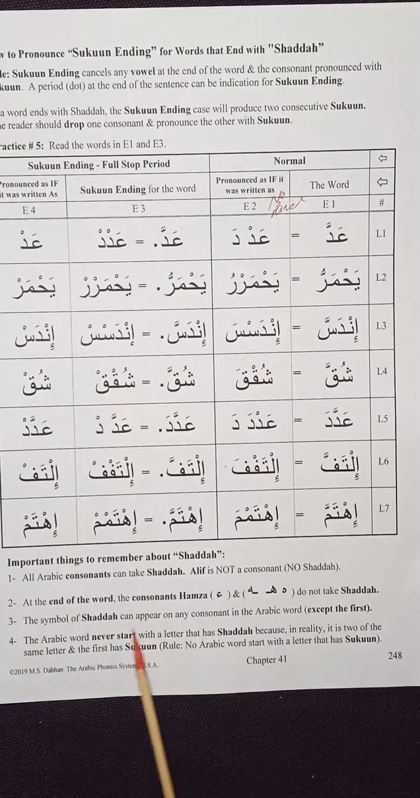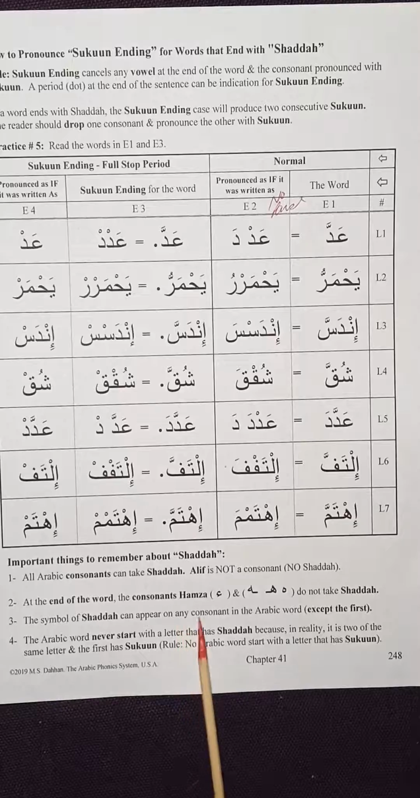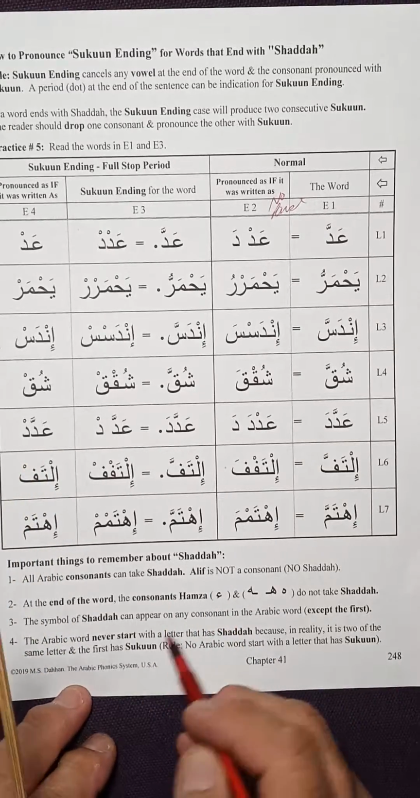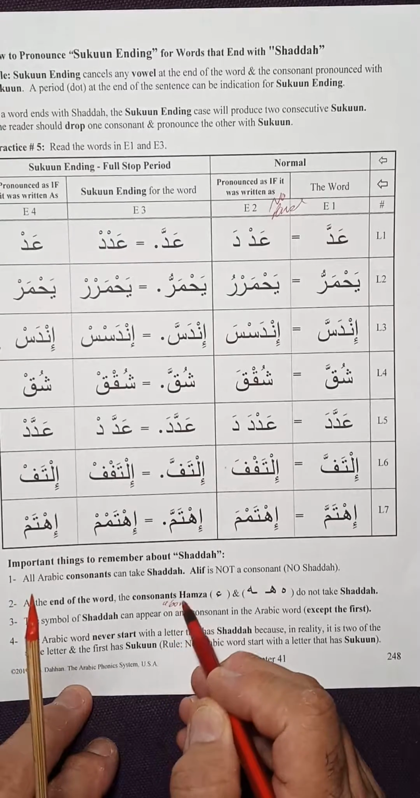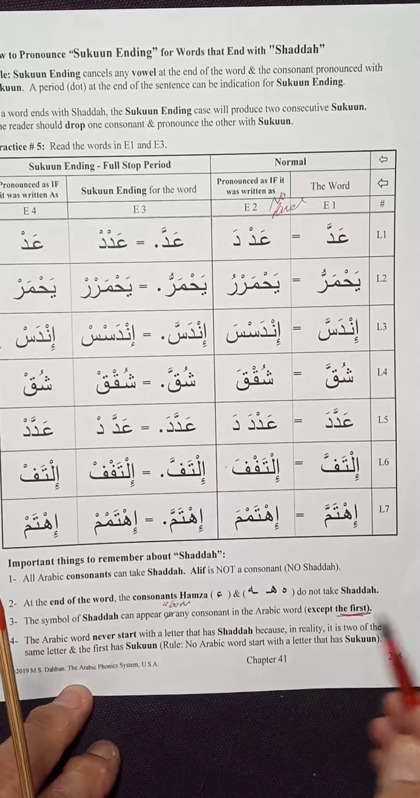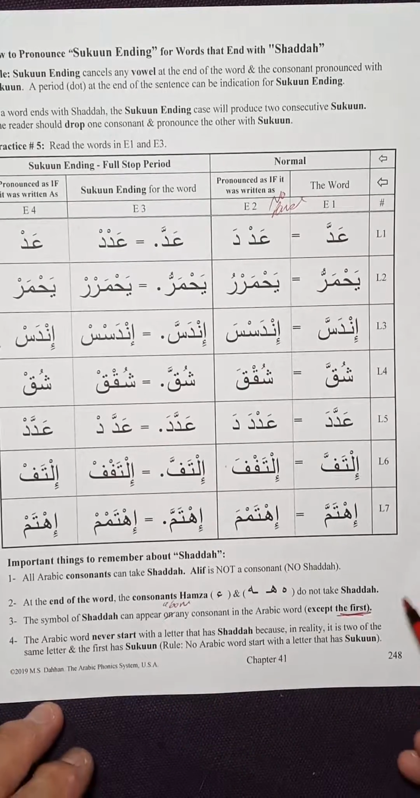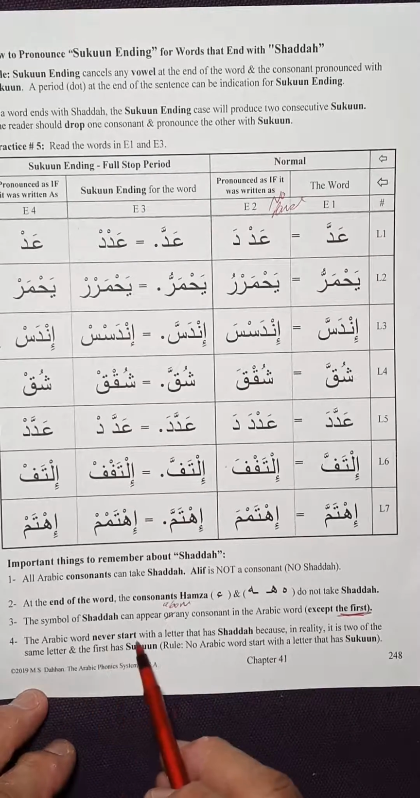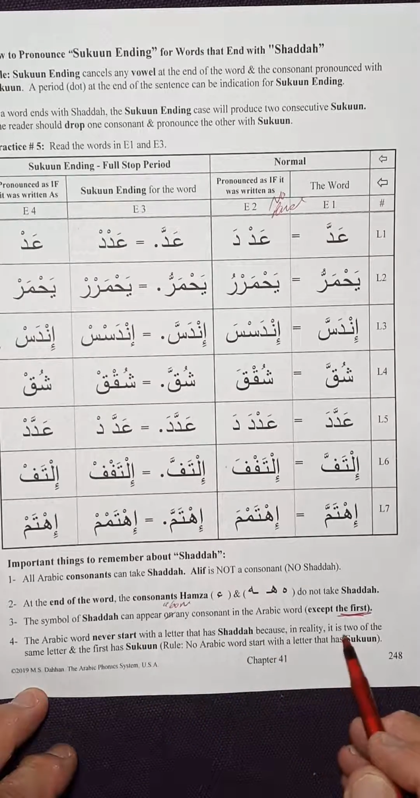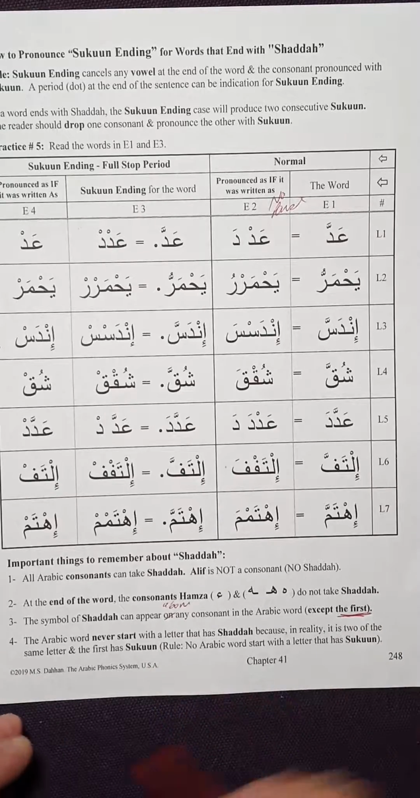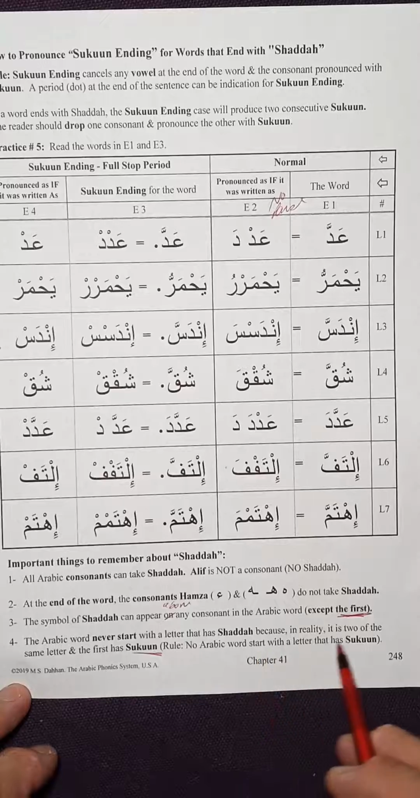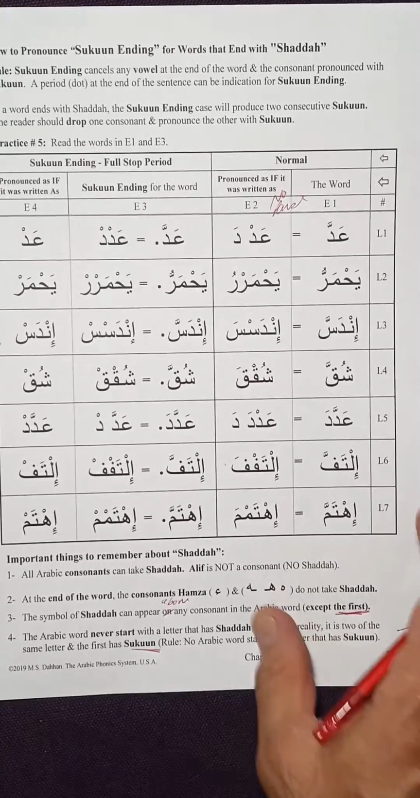The symbol of shadda can appear above any consonant in the Arabic word except the first. So no shadda at the beginning of words, right? We already said that. An Arabic word never starts with a letter that has sukoon or shadda, because in reality shadda is two letters, the first with sukoon. No Arabic word starts with a letter that has sukoon. We already know all that.